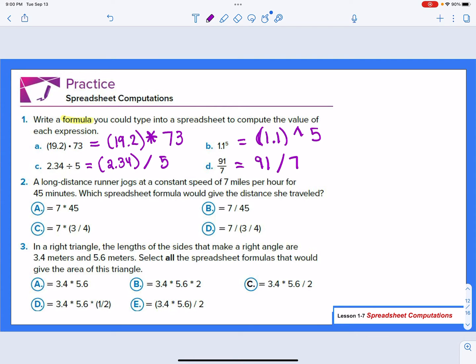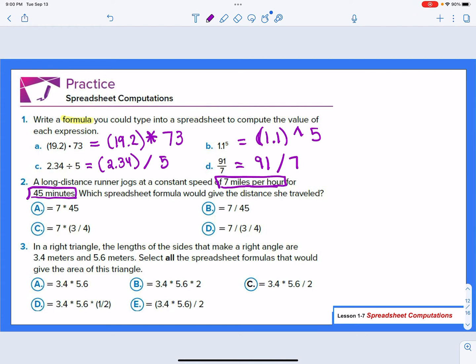All right, number 2. A long-distance runner jogs at a constant speed of 7 miles per hour for 45 minutes. Which spreadsheet formula gives the distance she traveled? Notice it's 7 miles in an hour, and they only went 45 minutes. So we're not going to do it for a whole hour.